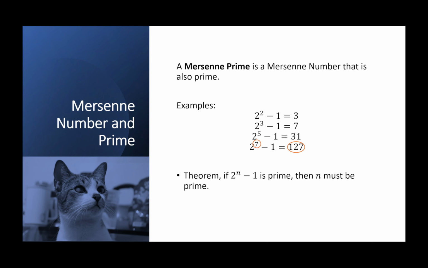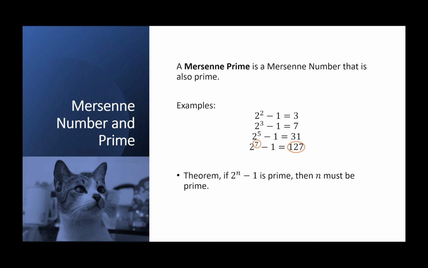And in case a Mersenne number is a prime, then we call it a Mersenne prime. So here we have examples of Mersenne prime numbers: 3, 7, 31, and 127. And as you observe, these prime numbers have a pattern where if 2 raised to n minus 1 is a prime, then we can also observe that n is a prime.